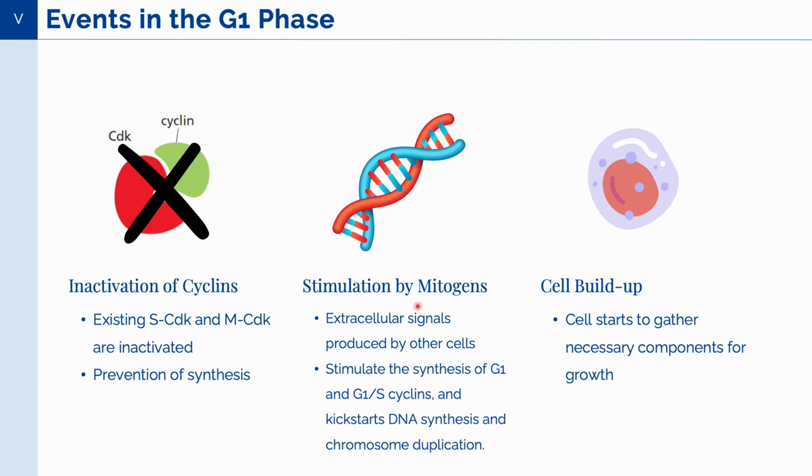After this, the cell has to be stimulated by mitogens in order to start preparing for division. Mitogens are extracellular signals produced by other cells. And what these do is that they stimulate the synthesis of G1 and G1/S cyclins. At the same time, it kickstarts DNA synthesis and chromosome duplication. Once it has been stimulated to start dividing, the cell will start its cell buildup, wherein they will gather the necessary components for cell growth.